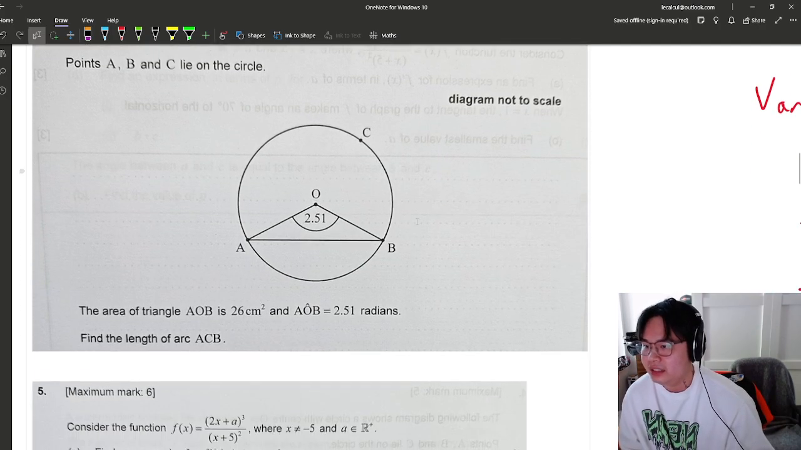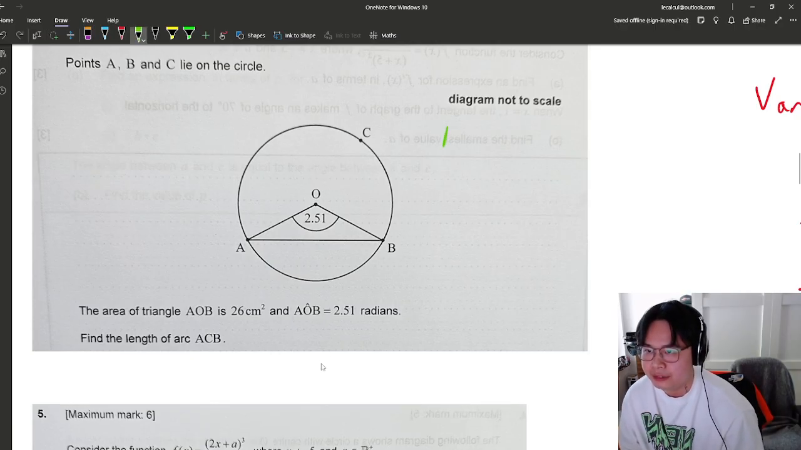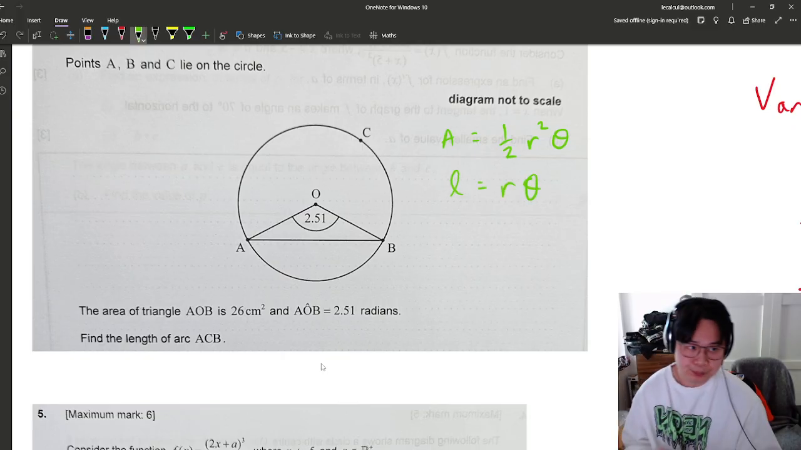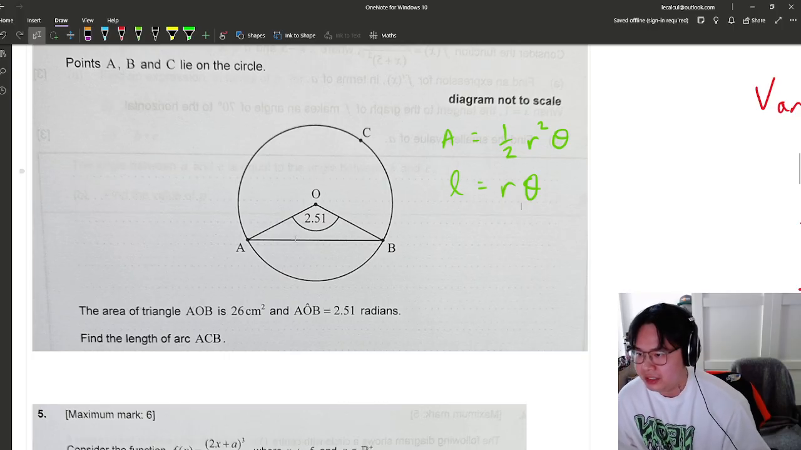Okay, this looks like an arc length, arc sector area type question. Before I do this, I'm going to write down the formulas. I think that's r squared. Okay, so what do we got? We got the area of this triangle AOB is 26, the angle is 2.51. Find the arc length of ACB.